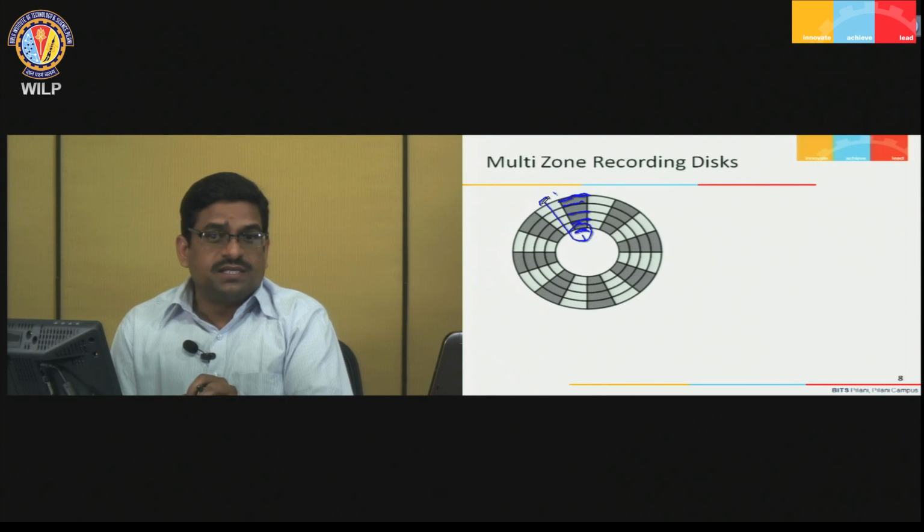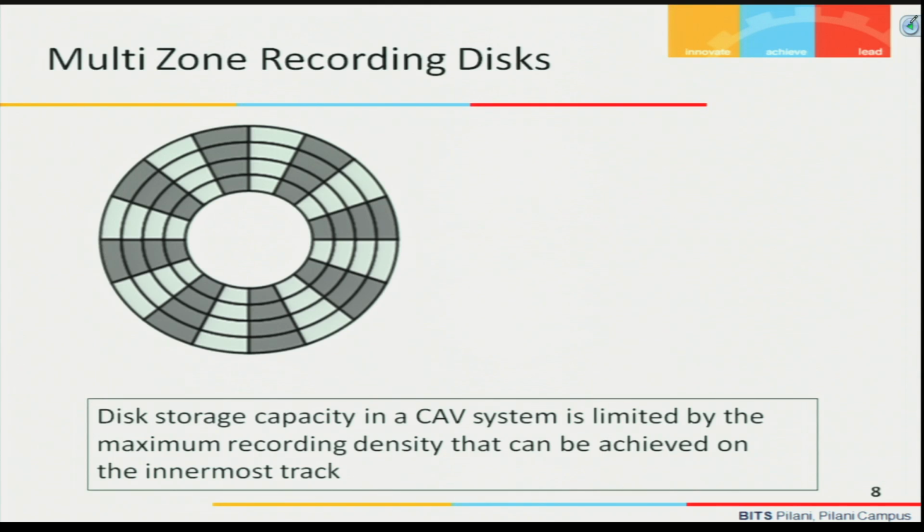So, can we utilize this? The answer is yes, we can utilize it by using a multi-zone recording disk. We can say the disk storage capacity in a constant angular velocity system is limited by the maximum recording density that can be achieved on the innermost track here.